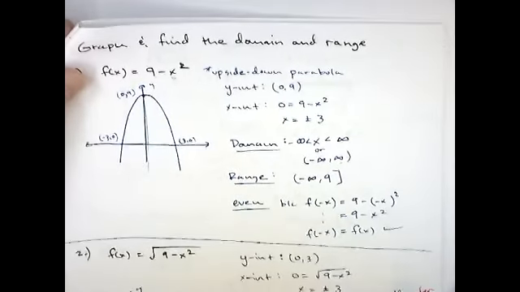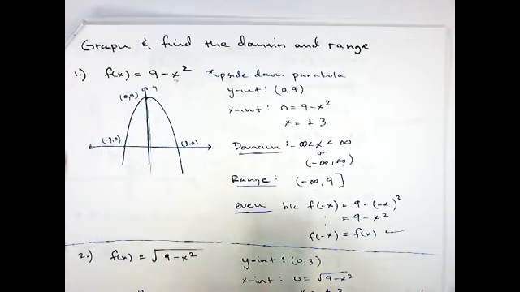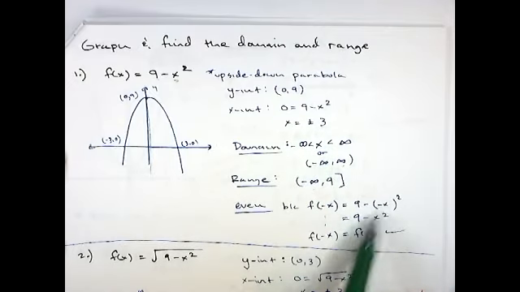And then the idea of, of course, the symmetry. This definitely looks like an even function, but it's good to be able to prove that. So if I plug in negative x into this function and I square it, I actually get the same thing, right? I get 9 minus x squared, which is the exact same thing as my original function. So that shows me that it is an even function.